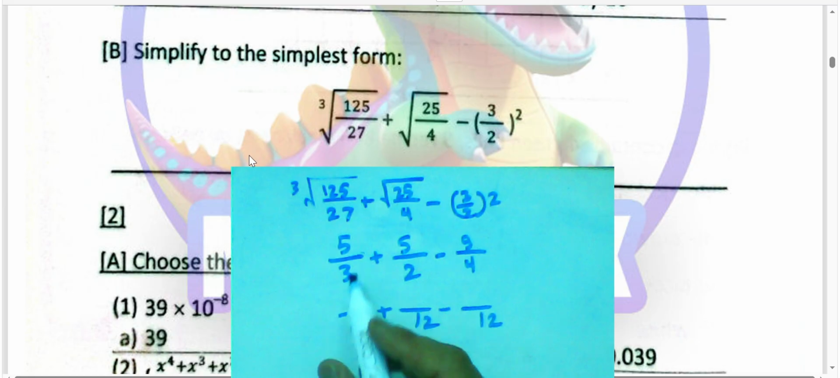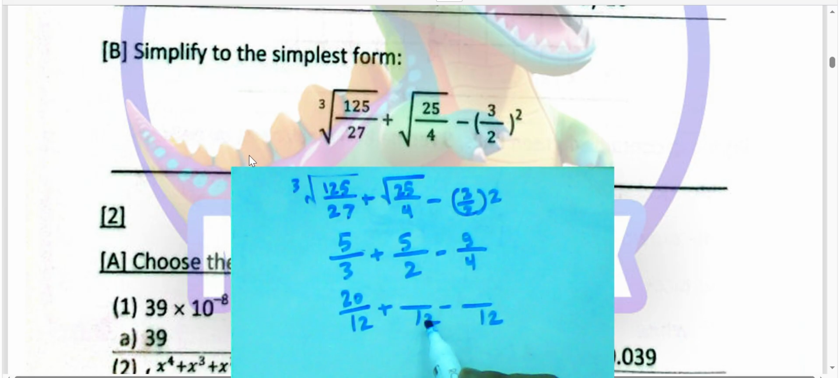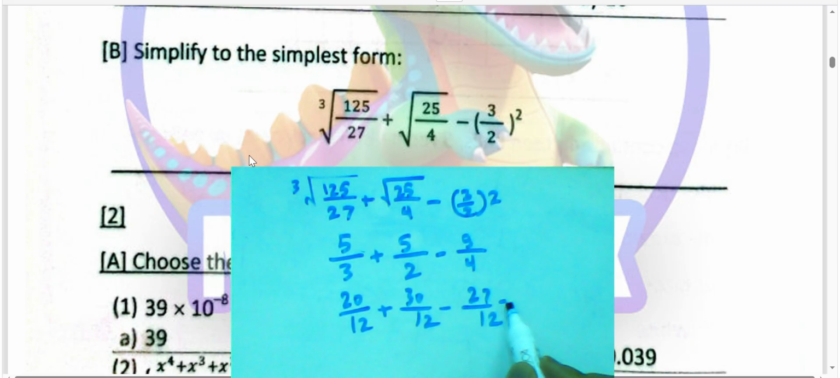3 times 4 is 12. 4 times 5 is 20. 2 times 6 is 12. 5 times 6 is 30. 3 times 4 is 12. 3 times 9 is 27. 20 plus 30 is 50.